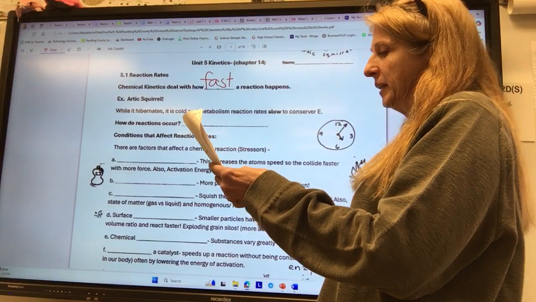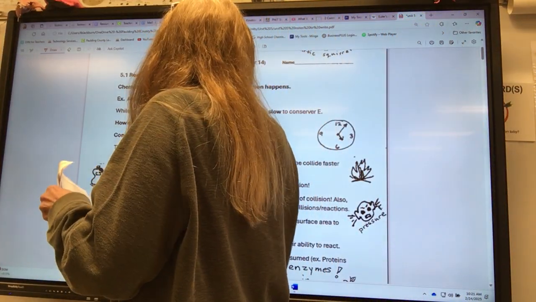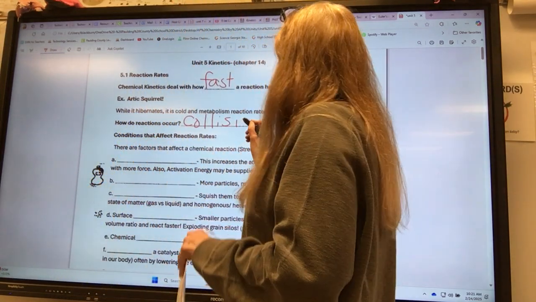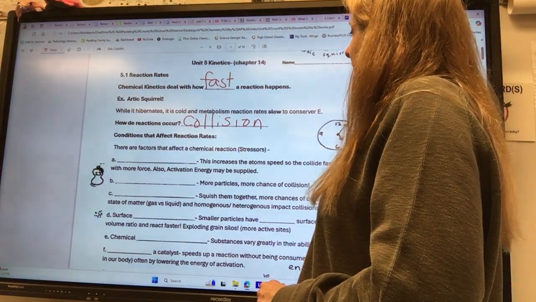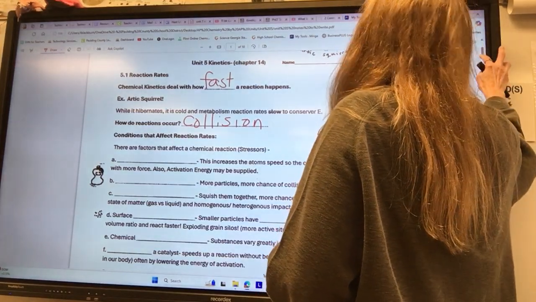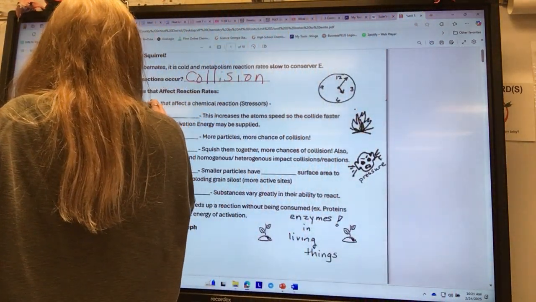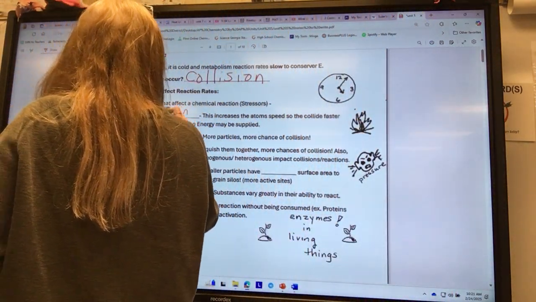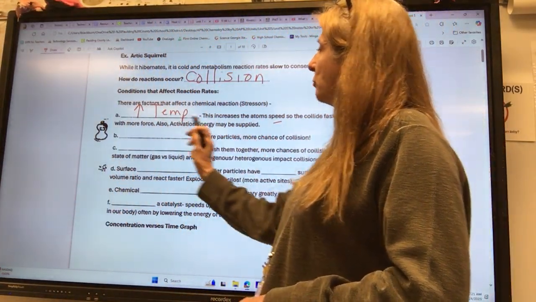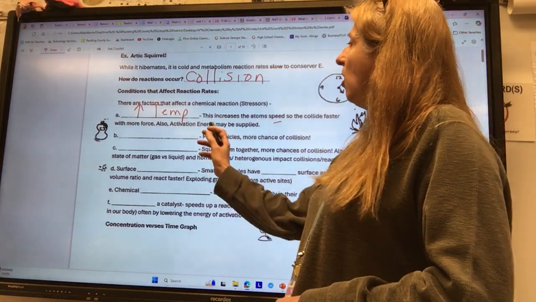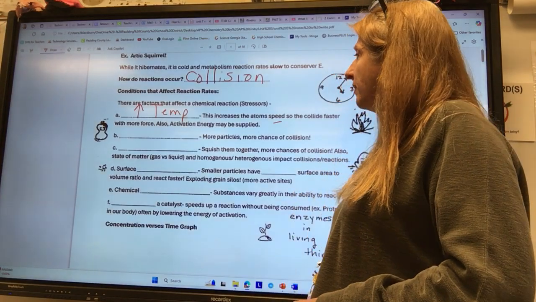Okay, so how do reactions occur? And this is what Ella had said earlier. With collisions, they have to collide. Collision theory, the atoms have to collide to react. Now, this is straight from honors. Things that affect a chemical reaction. Sometimes they're called stressors. So the first one is you can increase the temperature. You can add heat. And this increases the atom's speed so they collide faster with more force and more likely to react. Also, the activation energy may be supplied. Now, we're going to talk more about that later in these notes.